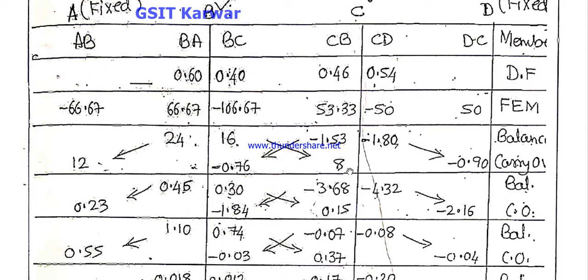Similarly, here also, here you have 8. The carryover moment is 8, but you can change the sign. That means minus 8 into 0.46, you are getting minus 3.68. Okay, again minus 8 multiplied with distribution factor 0.54, you are getting answer minus 4.32. Okay, after completing this balance, you can carry over these moments to the far ends, 50%.